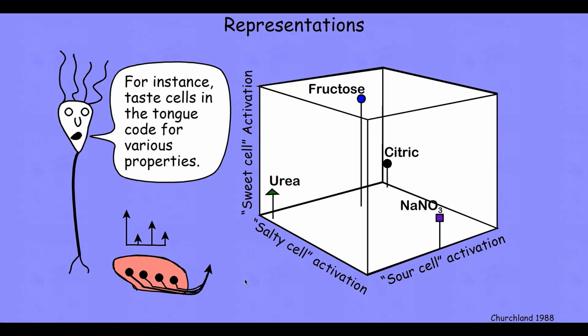So here we have, for example, urea. It's a little bit salty, a little bit sour, a little bit sweet. Fructose, very high on the sweet scale, not too high on the salty scale. Table salt, very high on the salty scale, not too high on the sweet scale, and so on. And so the activation patterns, how they activate these individual sensory cells in a pattern, that creates a representation of the taste of that specific substance.